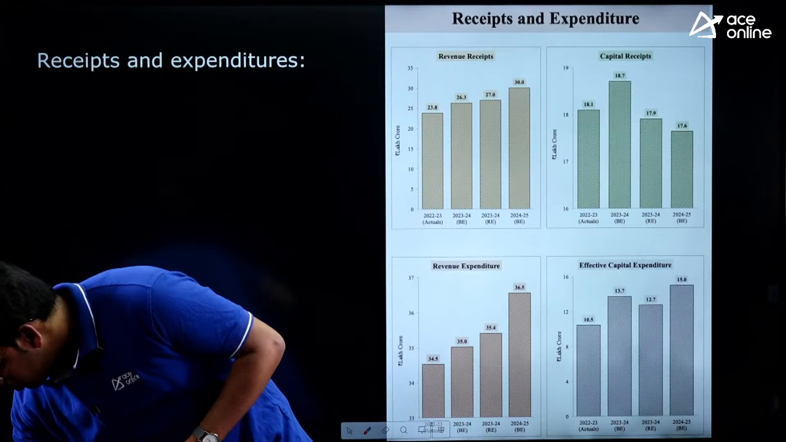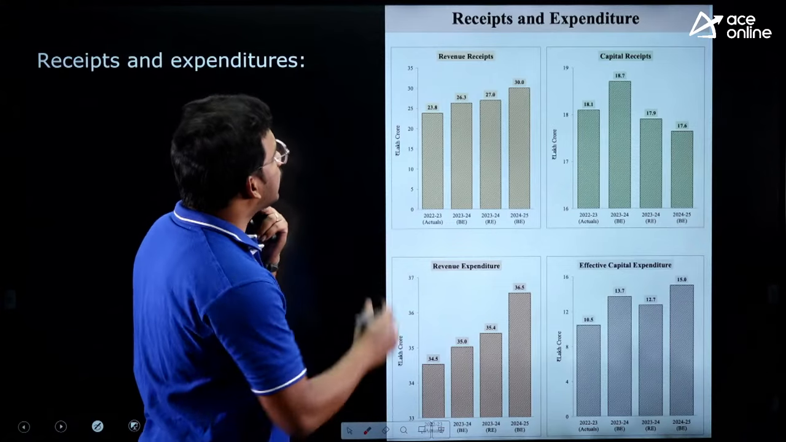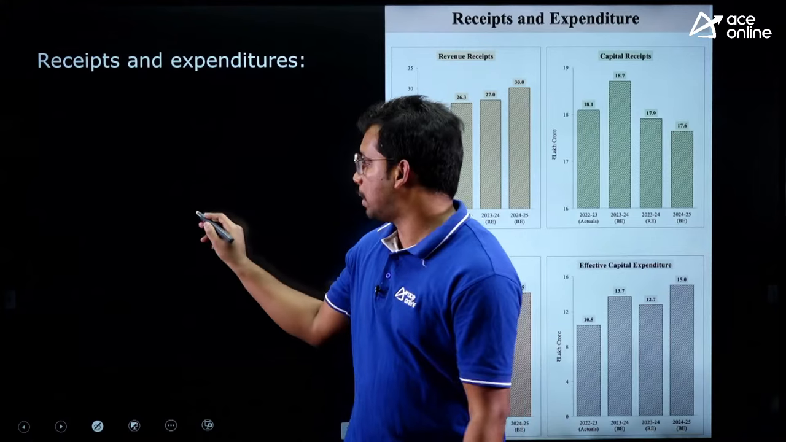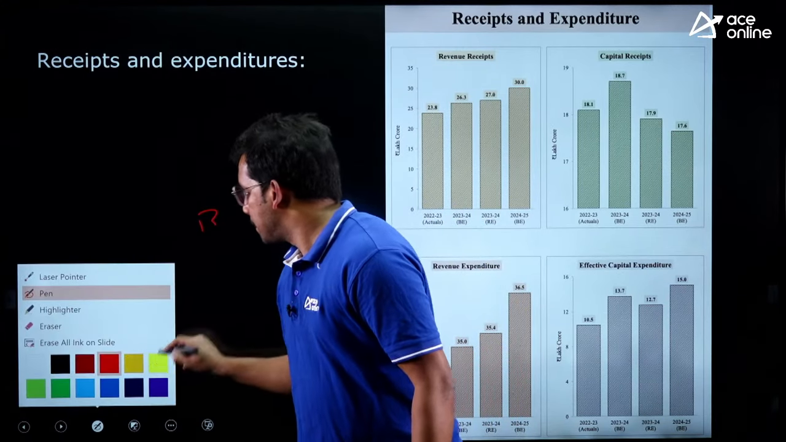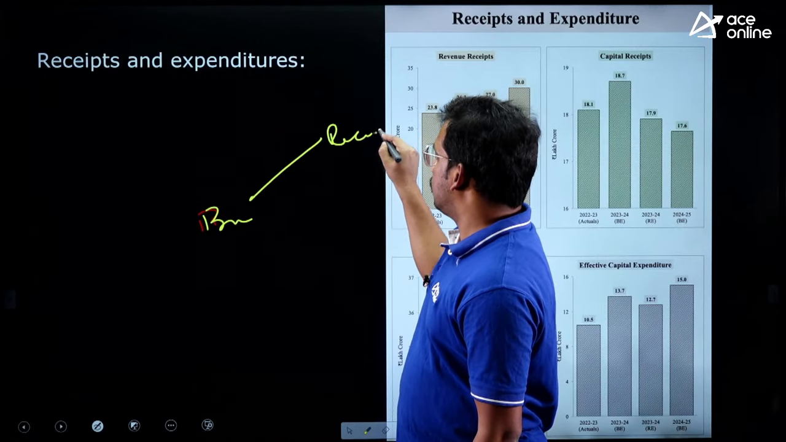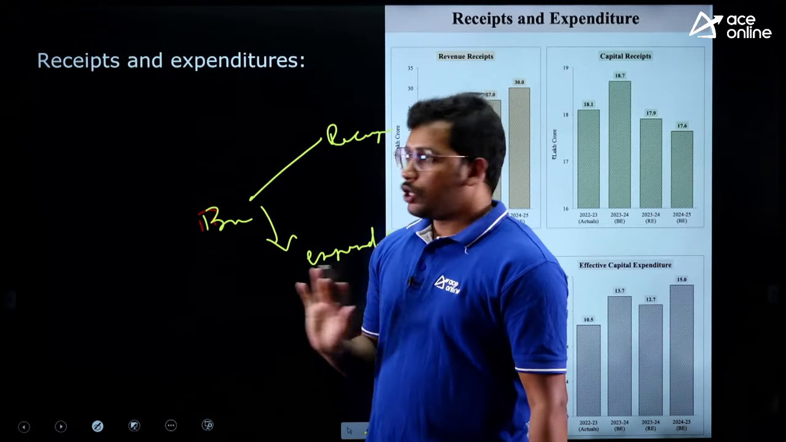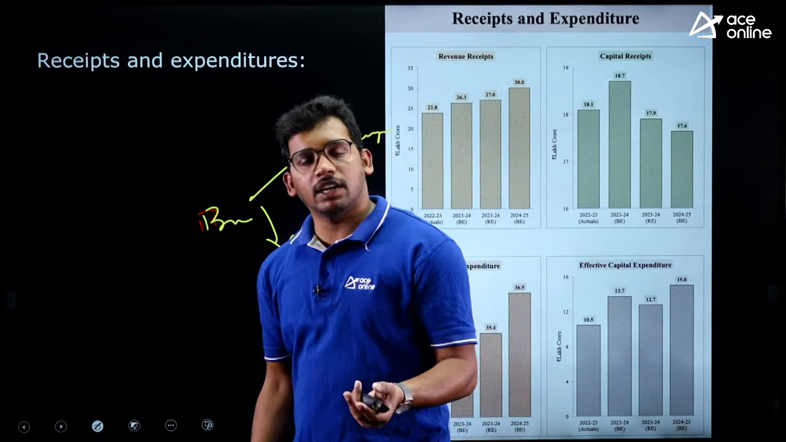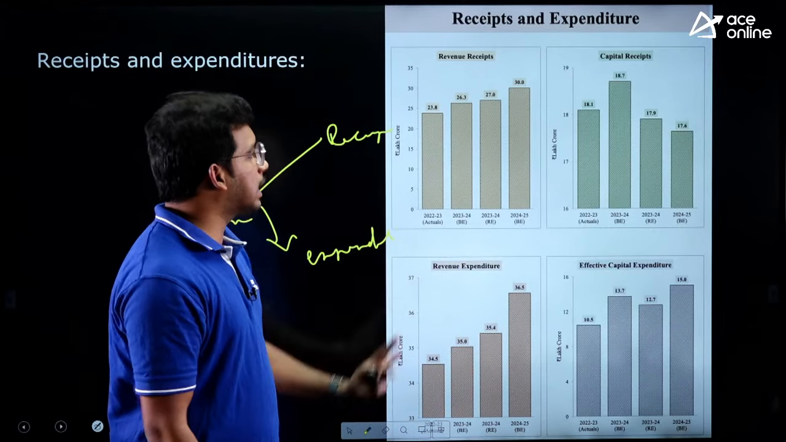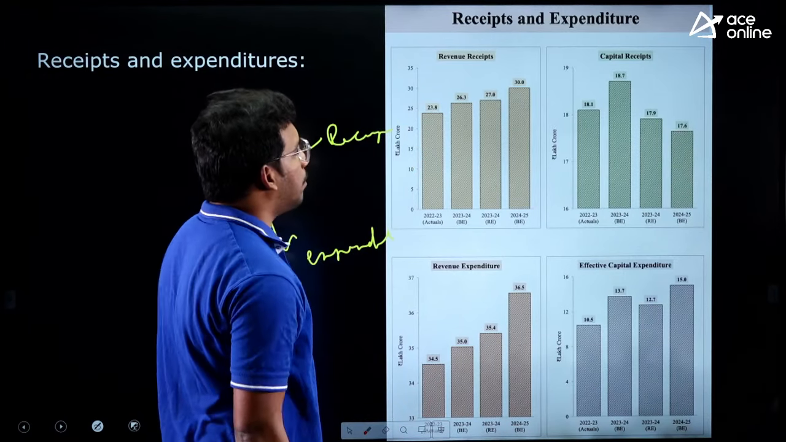Now, a few more facts we have, which are important. Receipts, the total amount of receipts, we have seen in the budget part. We have seen the receipts as well as expenditure. So there are two categories, and within receipts we have revenue receipts and capital receipts, and in expenditure we have revenue expenditure and capital expenditure. So these figures are also very important for our exam.